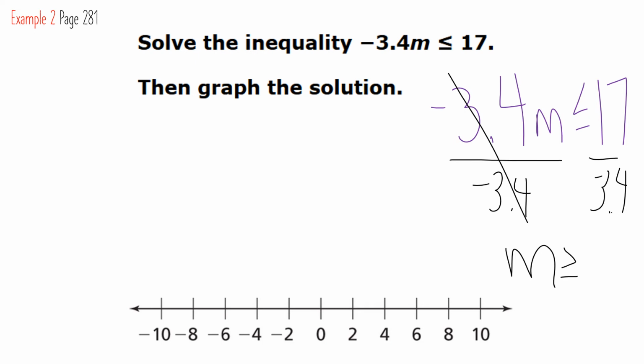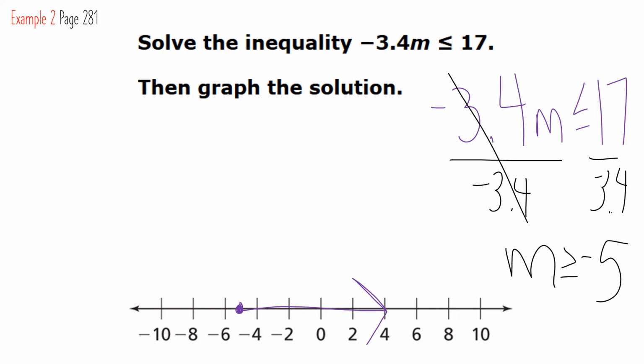And then I know that a positive divided by negative is negative, and I'm going to use my calculator. 17 divided by 3.4 is 5. M is greater than or equal to negative 5. So on my number line, I know negative 5 is between negative 4 and negative 6, so I'm going to put a closed circle here because it's or equal to, and greater than is going to be pointing this direction.